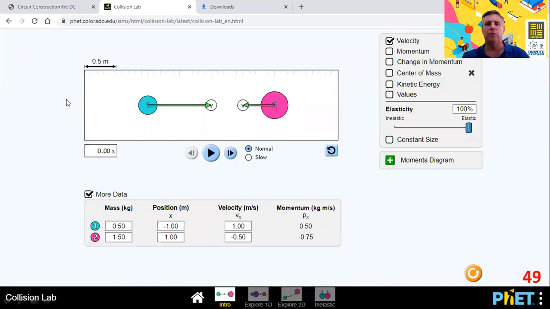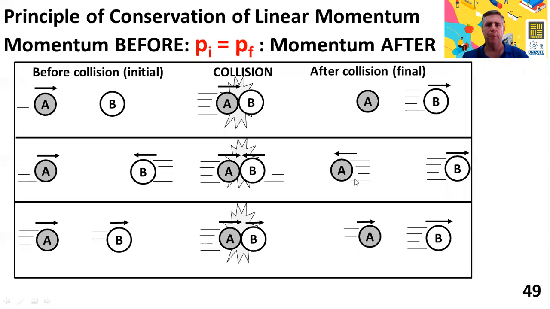I'm sure you agree that that simulation really helps us to understand momentum. Now, lower down on page 49, we have the principle of conservation of linear momentum. Now, that's a bit of a mouthful, but it simply means that momentum before a collision is equal to momentum after, or momentum is conserved.